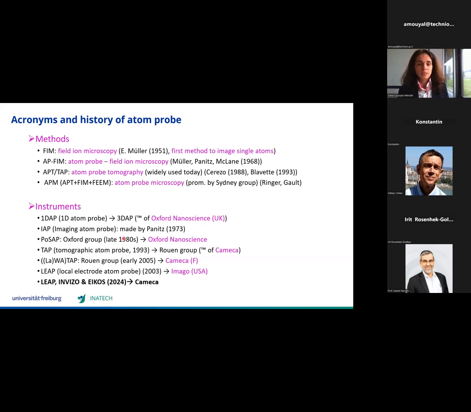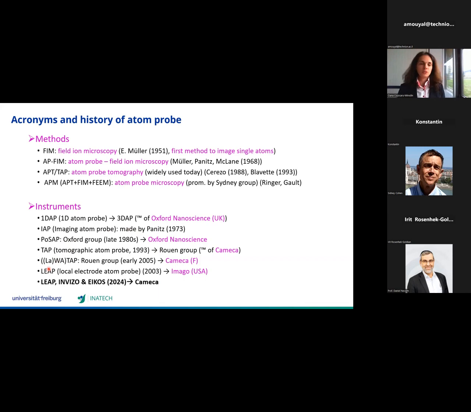Then in 1973, there were some efforts to develop the imaging atom probe, but without being very successful. In the 1980s, the Oxford group developed the position-sensitive atom probe. So the detector had been strongly developed so that it gets much more sensitive to the position of the atom on the detector, and had been commercialized by Oxford Nanoscience. But in parallel, in 1993, the French group, the competitors, let's say, also developed the tomographic atom probe and had also developed the laser-assisted version.